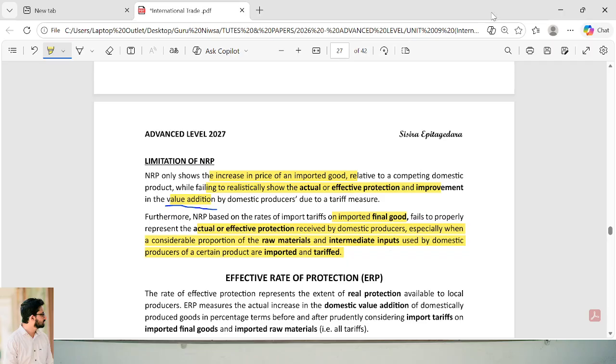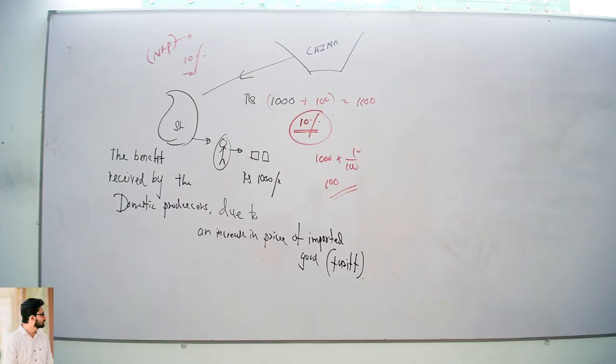Let me do a calculation. Give me one minute. I have sent a document to the group on protection. No need to get printouts, but there are some calculations in this.